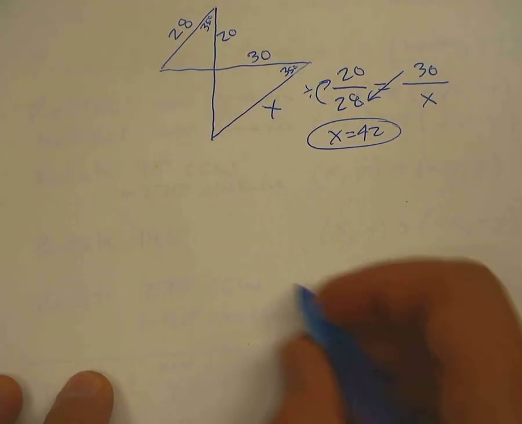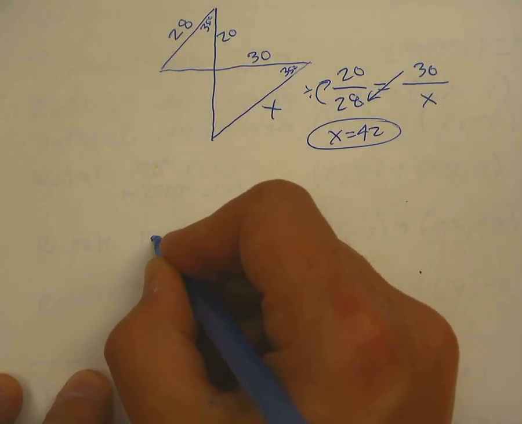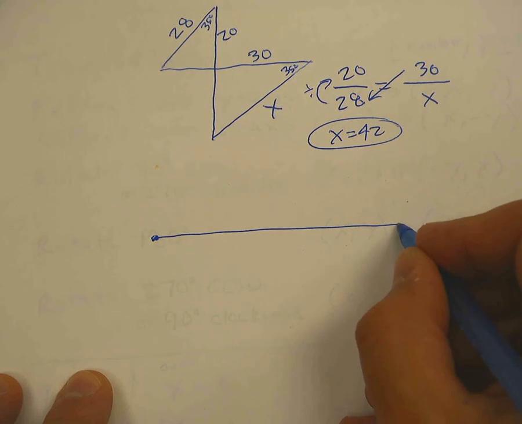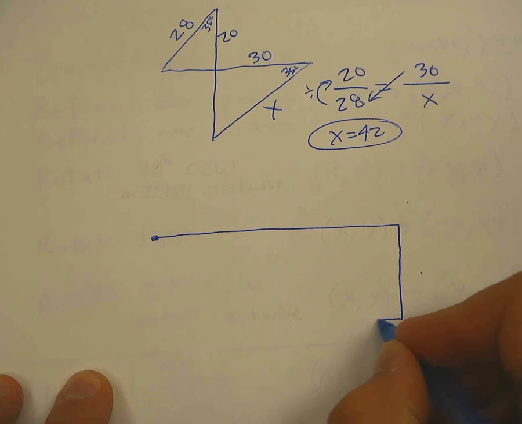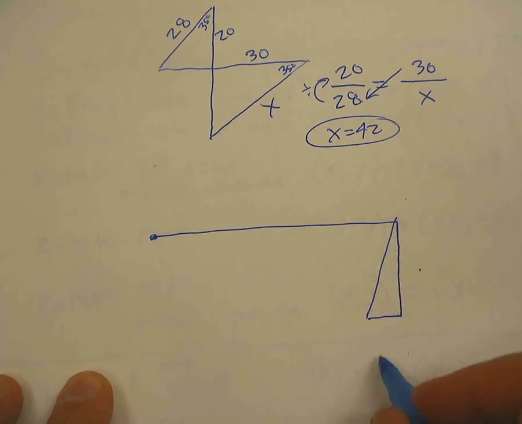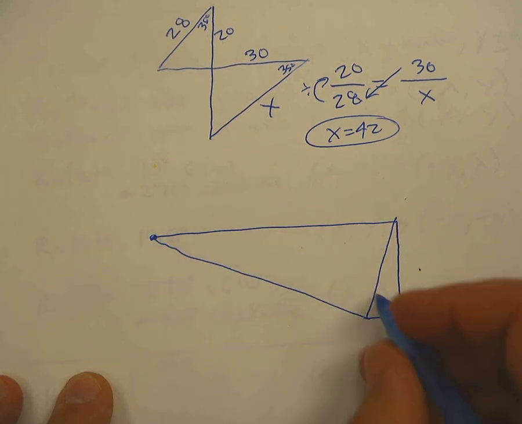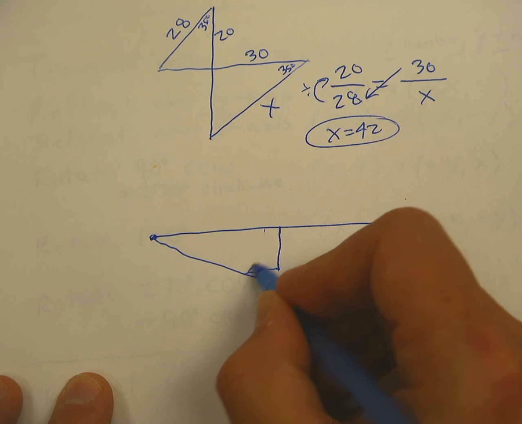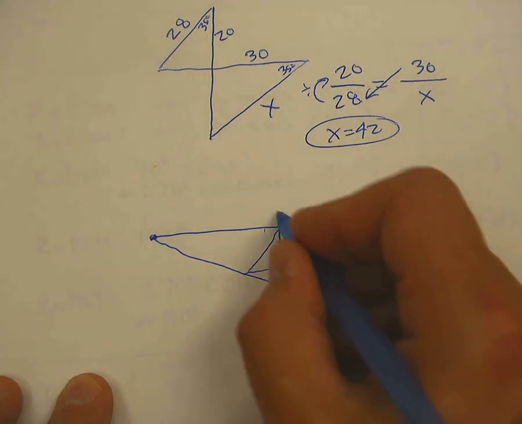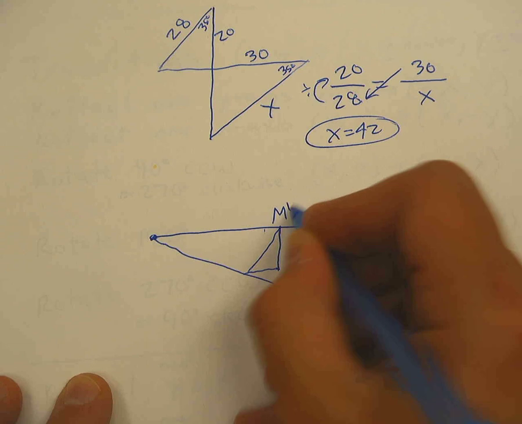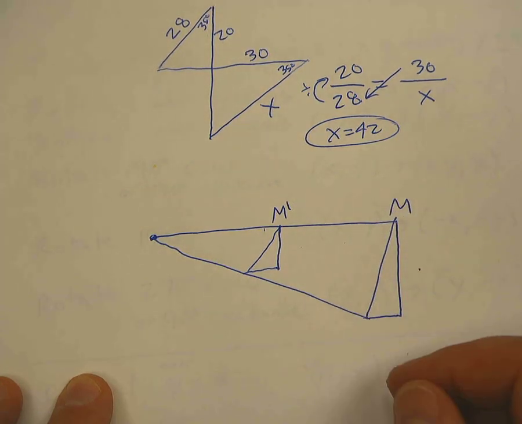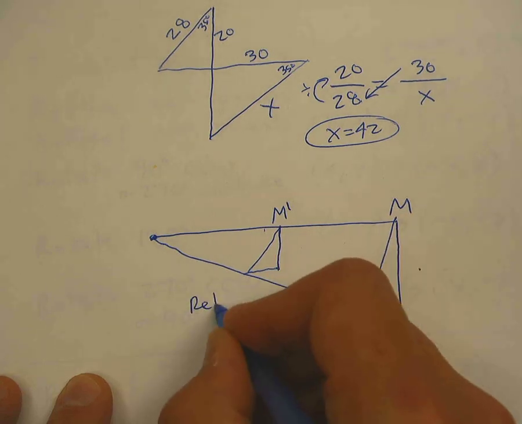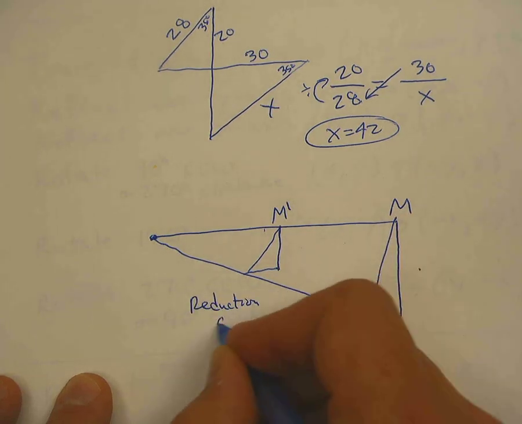Okay, another thing. Let's see if we have a point right here. And let's say we have two triangles. And we're going to call this M prime, and this is M. And let's say we want to know if this is a reduction or enlargement.